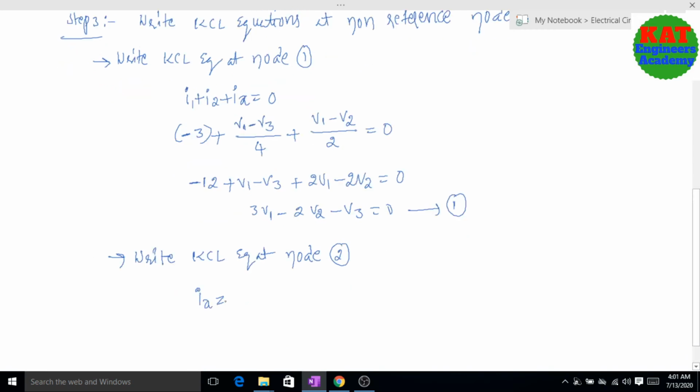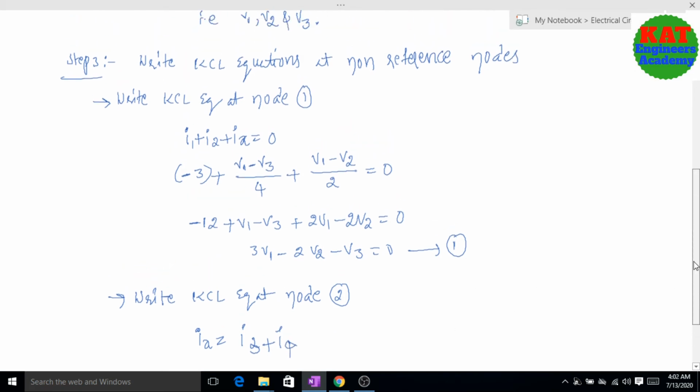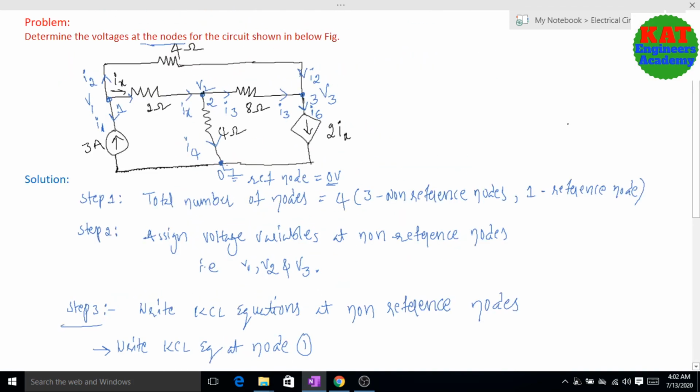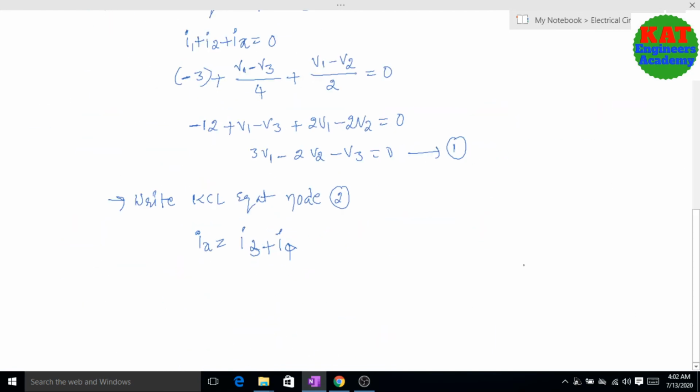So incoming current equals outgoing current, that is Ix equals I3 plus I4. Now Ix is the current flowing from V1 to V2, because the higher potential is V1. Here I consider the directions like this. So Ix is V1 minus V2 by 2.